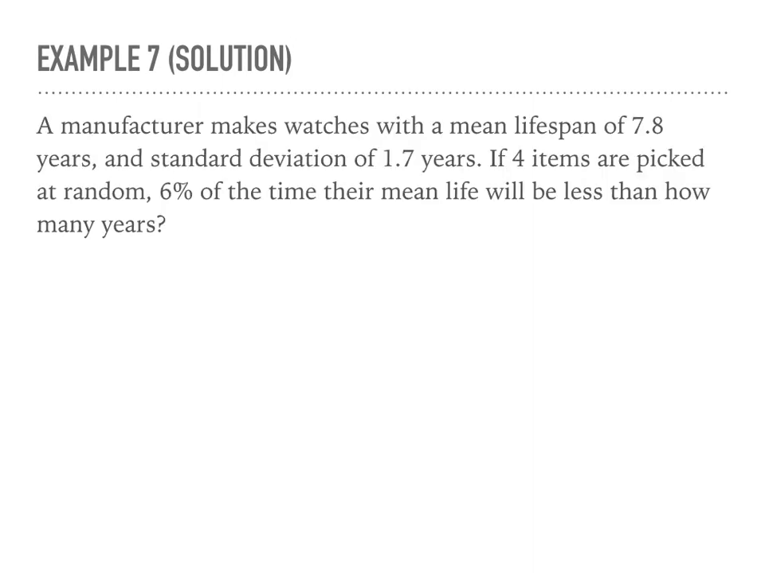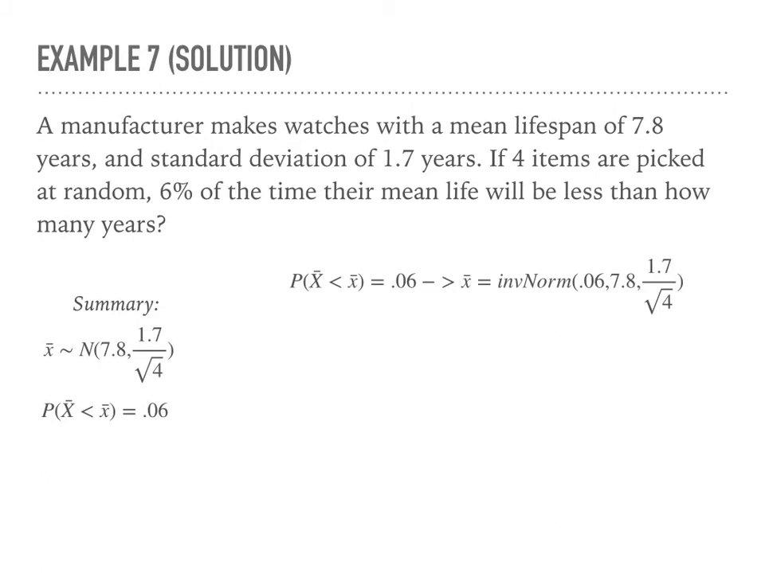A manufacturer makes watches with a mean lifespan of 7.8 years and a standard deviation of 1.7 years. If 4 items are picked at random, 6% of the time, their mean life will be less than how many years? Making the assumption that it's approximately normal, and again using the inverse norm function, we'll find that 6% of the time, the mean life will be less than 6.5 years.